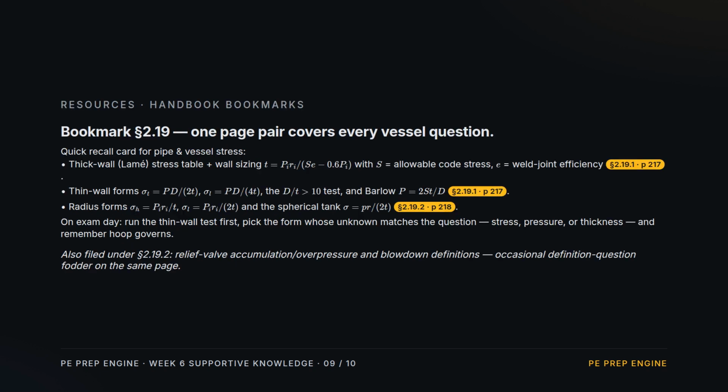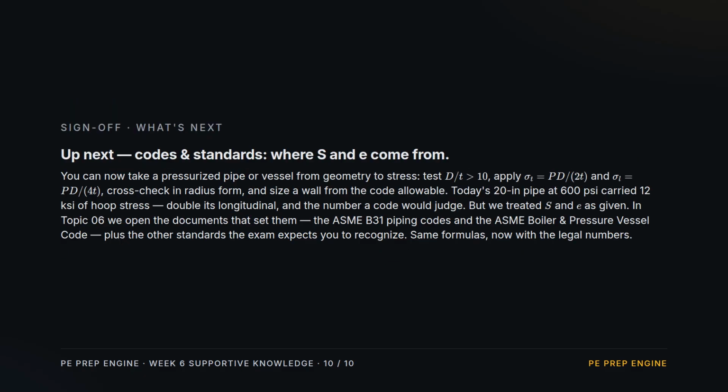Bookmark 1-page pair. The pressure vessel section, the thick wall table, the wall sizing formula with allowable stress and weld efficiency. Then the thin wall forms with the D/T test and Barlow's formula. Overleaf, the radius forms, and the spherical tank result. On exam day, run the thin wall test first. Pick the formula whose unknown matches the question. And remember, hoop governs. You can now take a pressurized pipe or vessel from geometry to stress. Run the thin wall test. Apply PD/2T and PD/4T. Cross-check in radius form and size a wall from the code allowable.